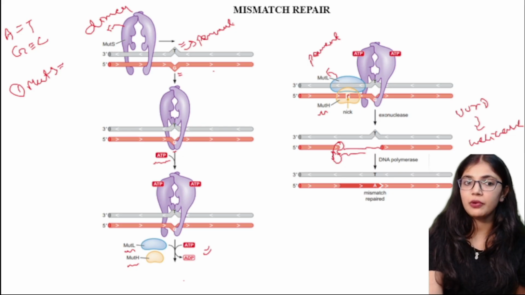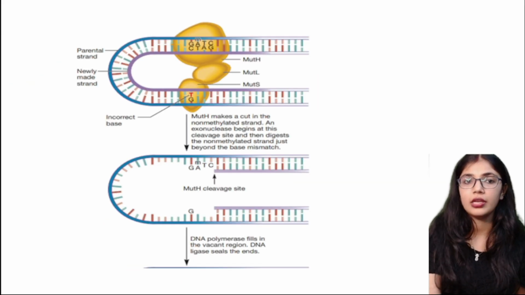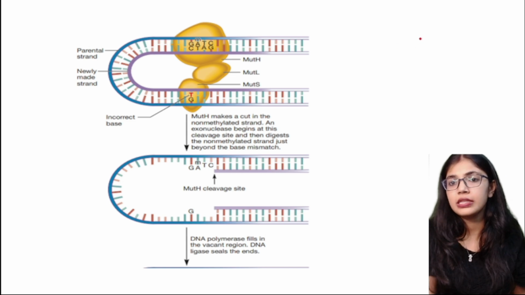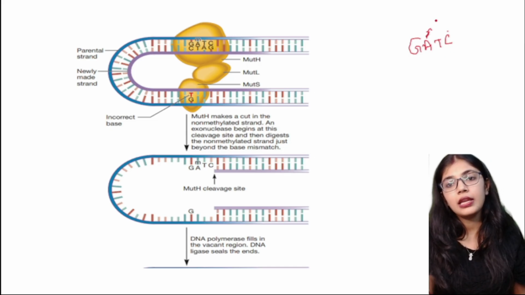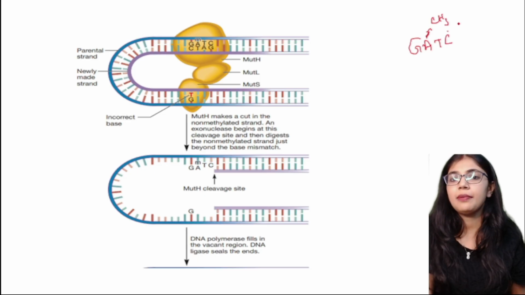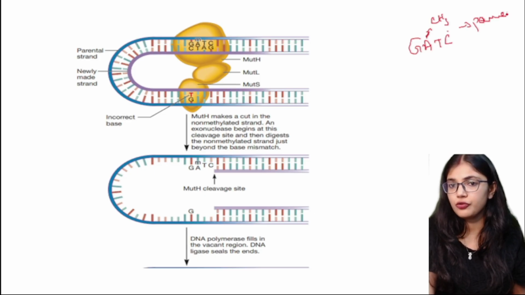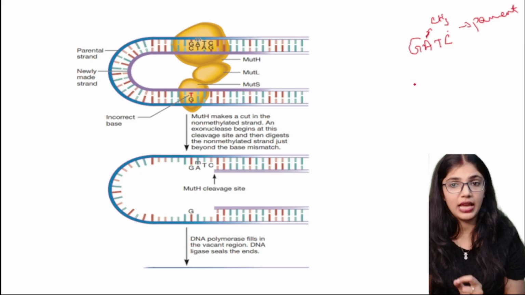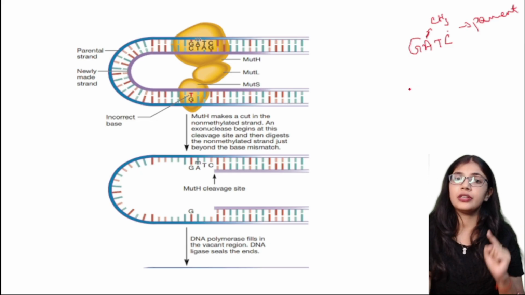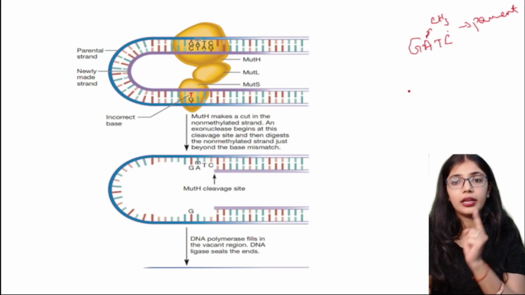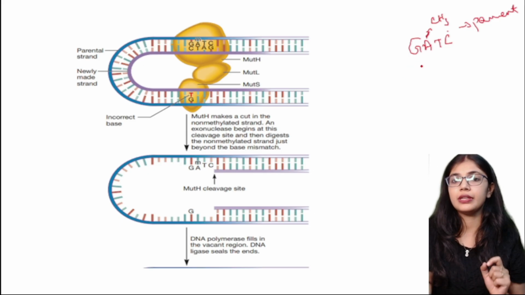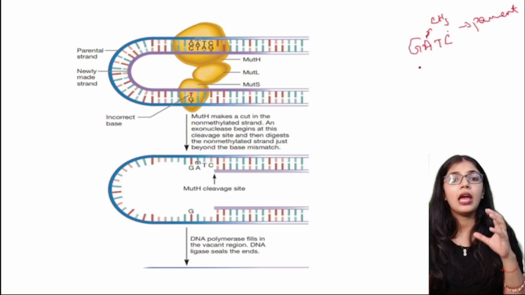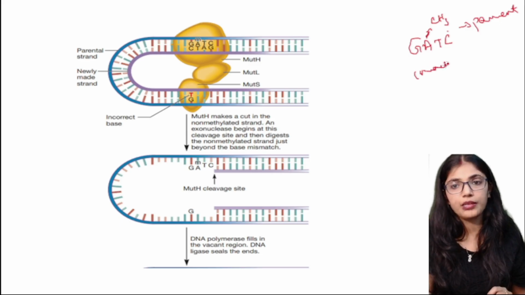Now let us see with the help of this other diagram how MUT-H works. The MUT-H is present near the GATC sequence. This adenine which is present is in the methylated form in case of the parent strand, but in case of the daughter strand, it is not methylated. In this way, MUT-H recognizes the daughter strand and creates a cut in the daughter strand. MUT-H is present near the GATC sequence and it is in the inactive form.